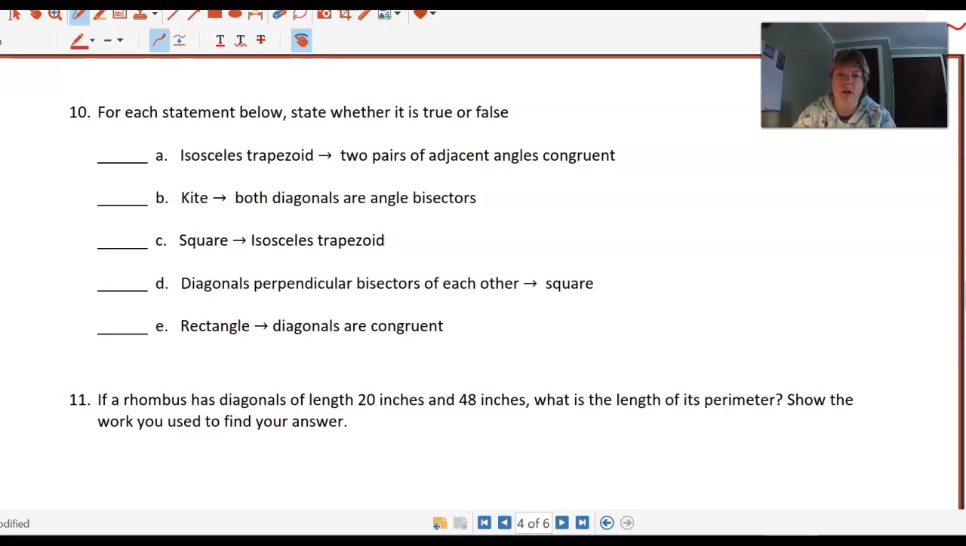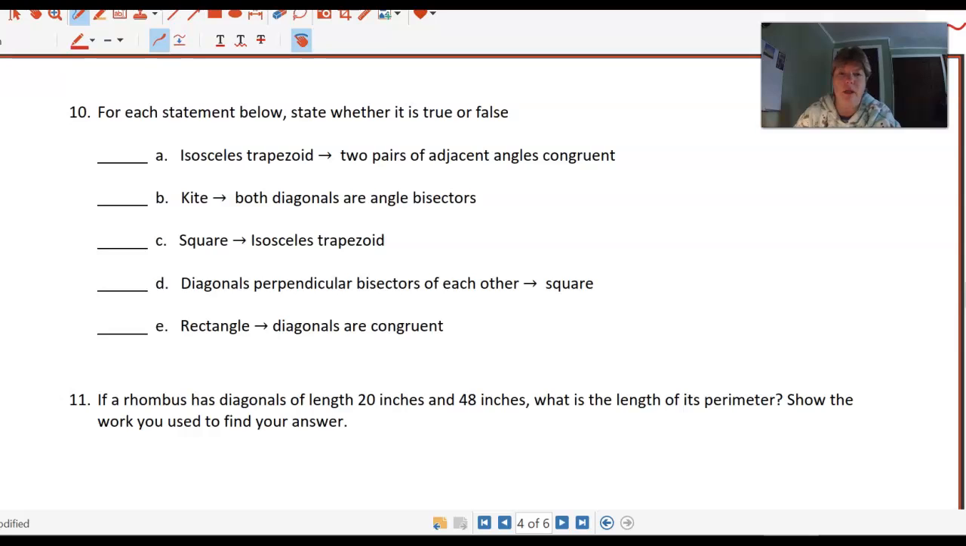Alright, hey guys, so in this video I'm going to do the second half of the Unit 5 review number 2. So for question 10, we want to classify each of these statements as true or false. So the first one, if we've got an isosceles trapezoid, does that mean that there are two pairs of adjacent angles that are congruent? And the answer here is yes, right?